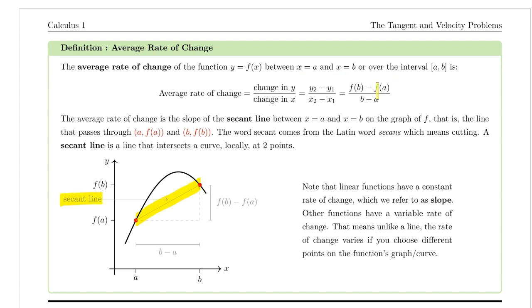Note that linear functions have a constant rate of change, which we refer to as slope. Other functions have a variable rate of change. That means, unlike a line, the rate of change varies if you choose different points on the function's graph or curve. So I just happen to choose these 2 points here, (a, f of a) and (b, f of b), but as I change those points, the slope of our secant line will change. So that's something to note.